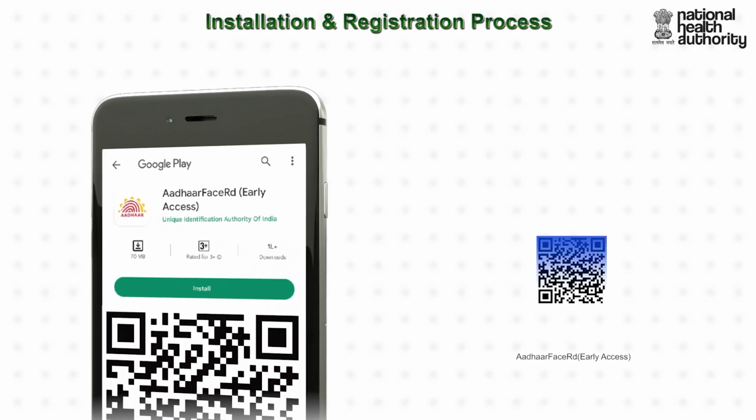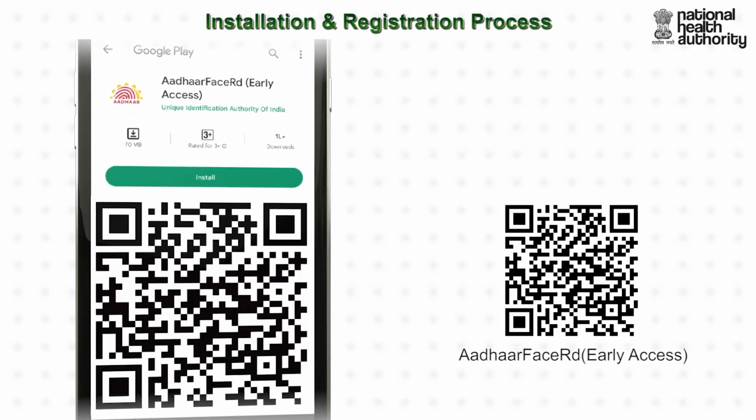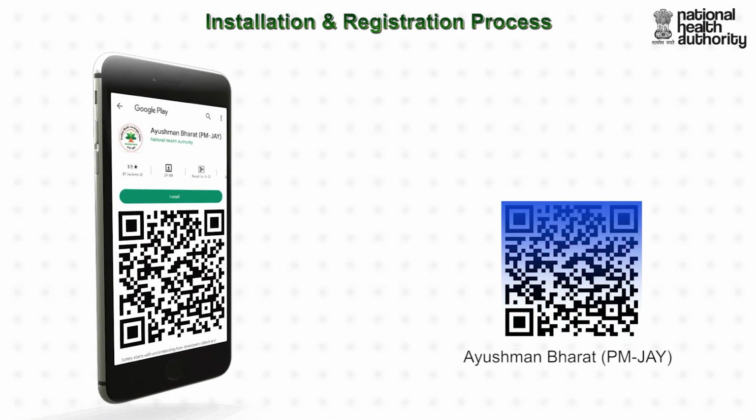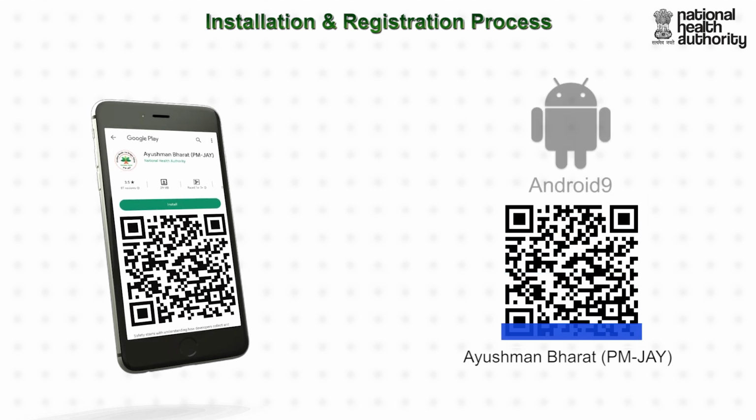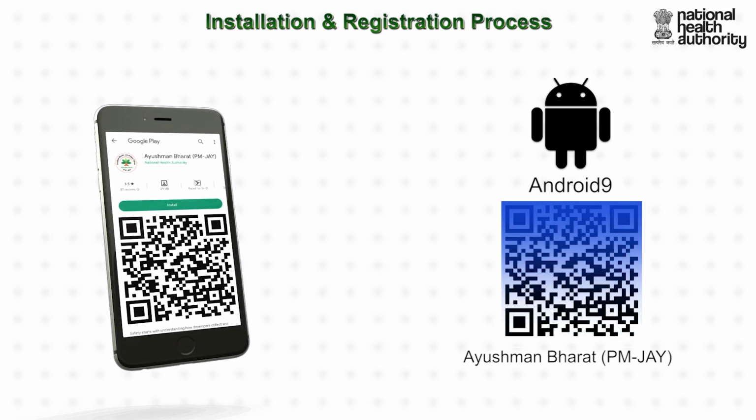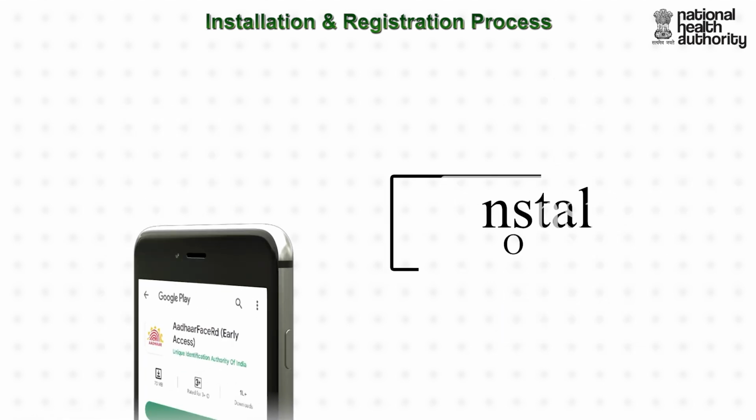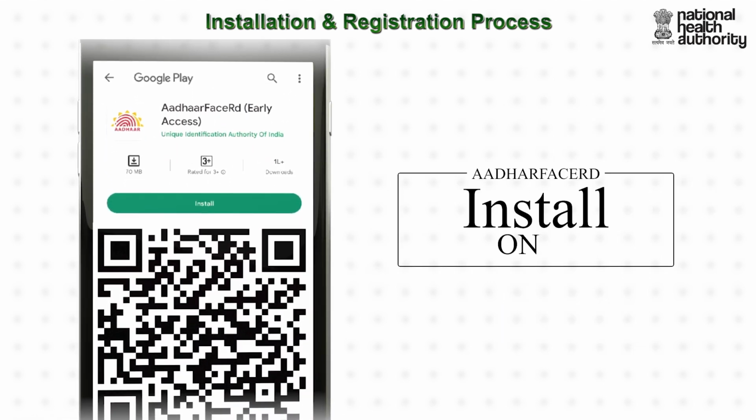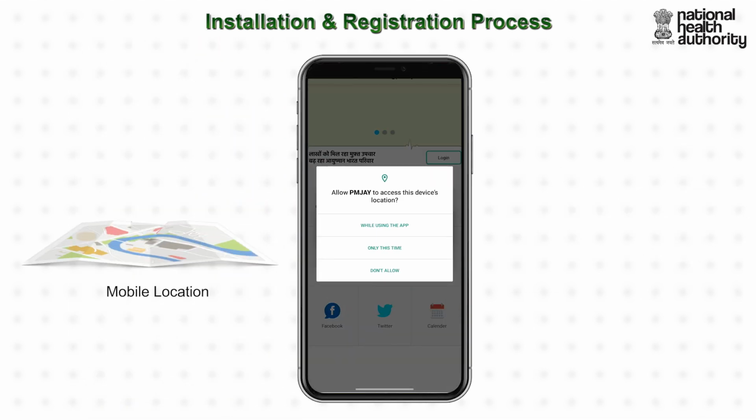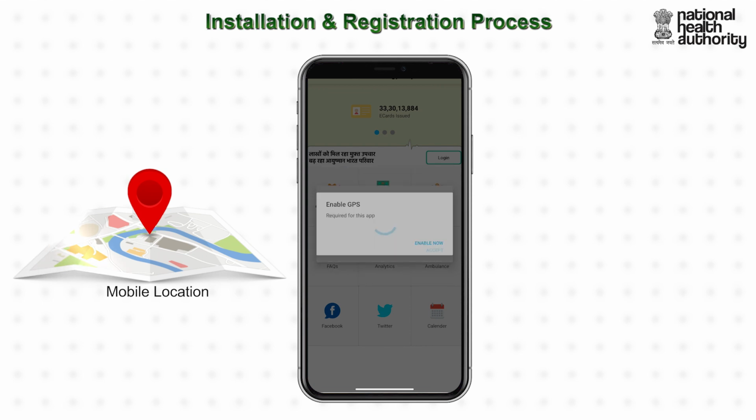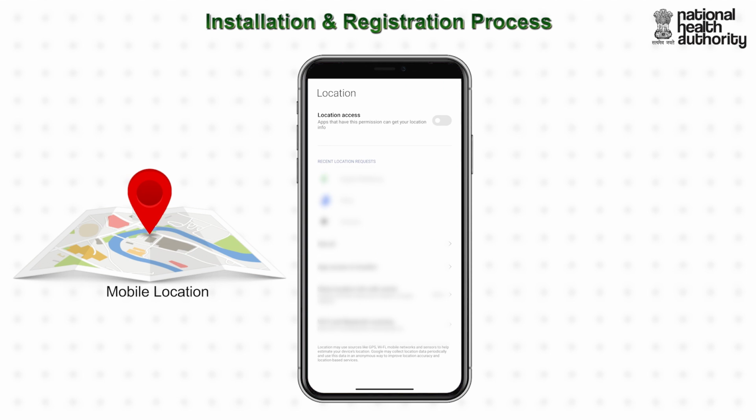First, you need to install two mobile applications, Aadhaar Face RD and the PMJ app. Please ensure that your mobile phone is running on Android version 9 or above. And you just need to install the Aadhaar Face RD app on your mobile. No further action is required with respect to this application. After installing, the PMJ app will ask for permission to access location details. Please allow access to location details by clicking on Allow PMJ to access this device's location.